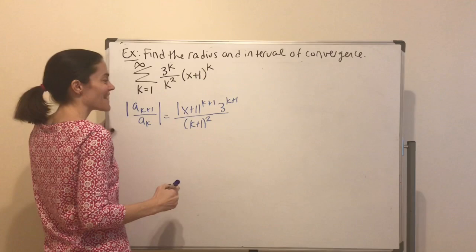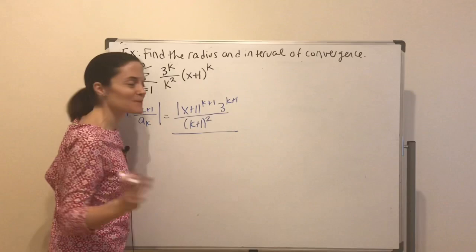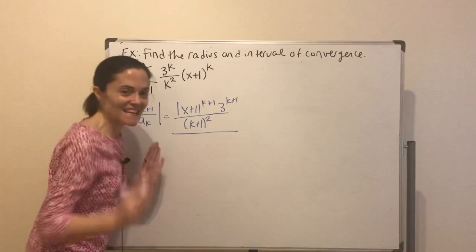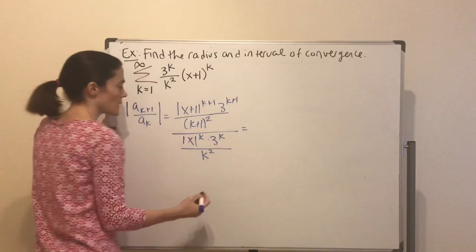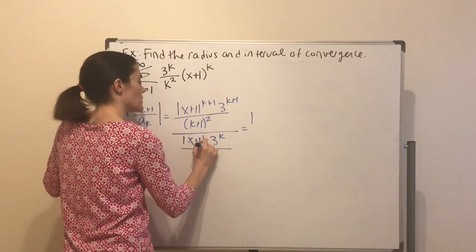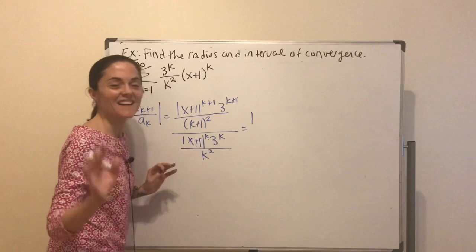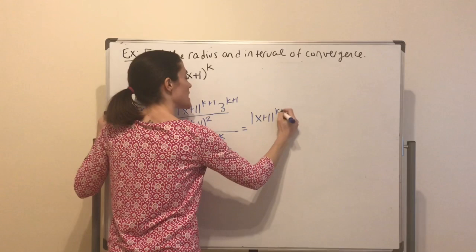I was going to go ahead and invert and multiply. It's fine. I'll start off with a_(k+1) over a_k in absolute value. Then I will line things up just like the last example. So here we have an absolute value of x plus 1 to the k, we have a 3 to the k, and in the denominator we have k squared. I had left off the plus 1. Here we go: x plus 1 to the k plus 1 over x plus 1 to the k.